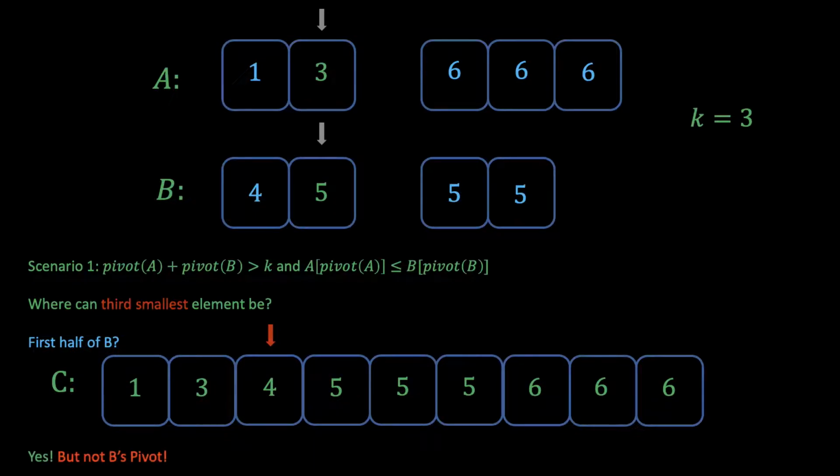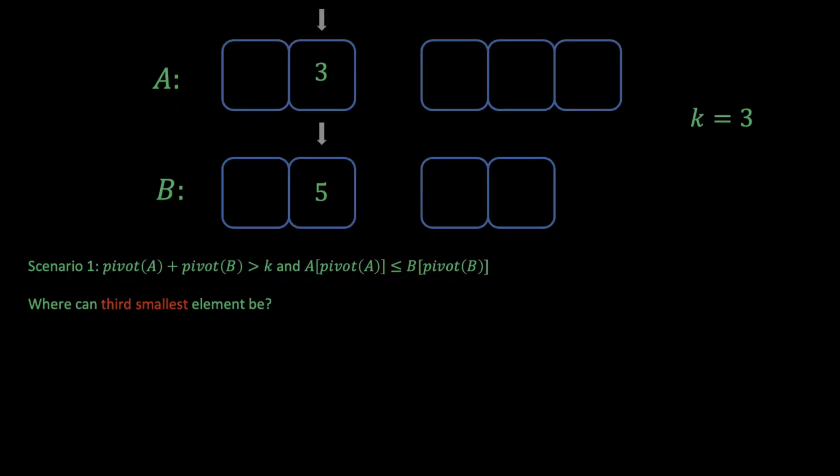However, you have to be a bit careful, because it is impossible that the pivot of B is the third smallest element, since it's already at least larger than 3 elements. What about the last half of B? Now, be careful here and try to come up with an example where the third smallest element is in the second half of B, or prove that it's impossible.